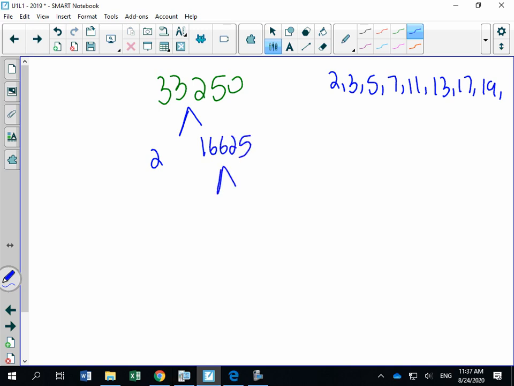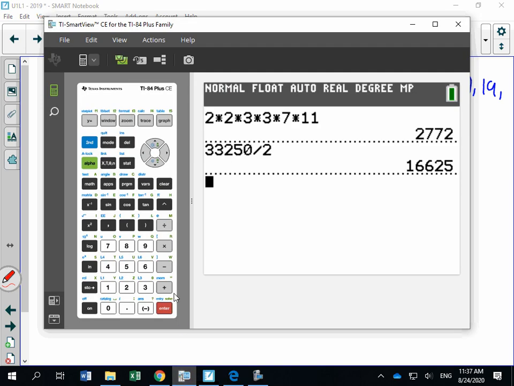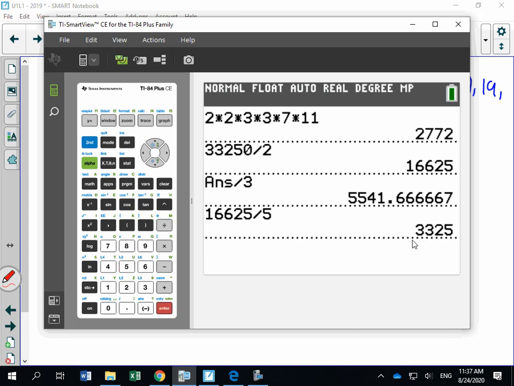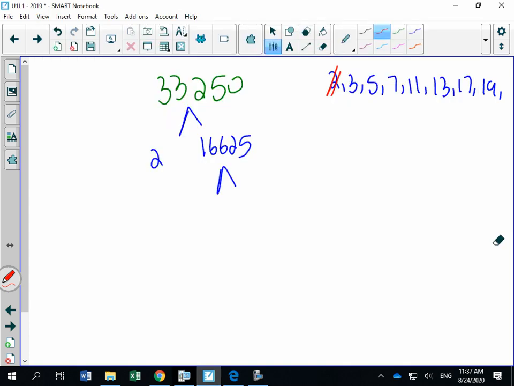I know that this number is not going to be divisible by 2, so I'm going to check 3 next. Some students want to jump to 5, but don't do that, right? Always check 3. If 3 doesn't work, then you could jump to 5. So 3 does not work. So I got to take that 16, 6, 25, and now I could jump up to 5. And I get 5 and 33, 25.